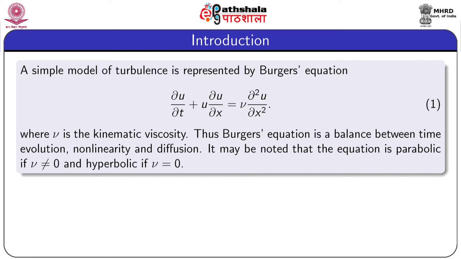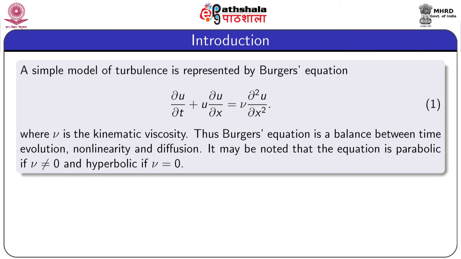In equation 1, nu represents the kinematic viscosity. So this is the dissipation term, and the nonlinear term is u del u del x. So Burgers' equation is a balance between the time evolution, nonlinearity and the diffusion term. It is also to be noted that the equation is parabolic if nu not equals 0 and hyperbolic if nu equals 0.